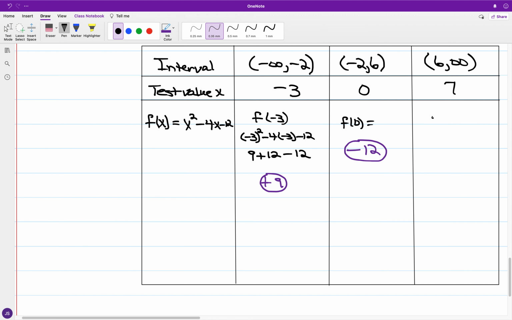And in the case of f of 7, in this case you have 7 squared minus 4 times 7 minus 12, so you have 49 minus 28, which is 21. Take away 12 from 21, and that is positive 9, just like the first case.